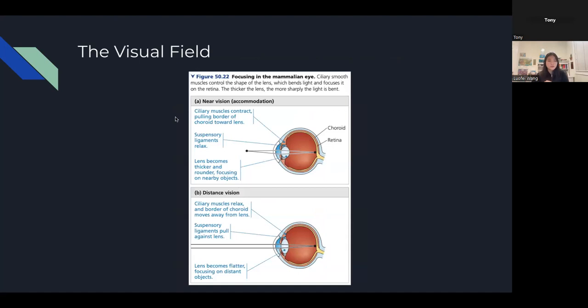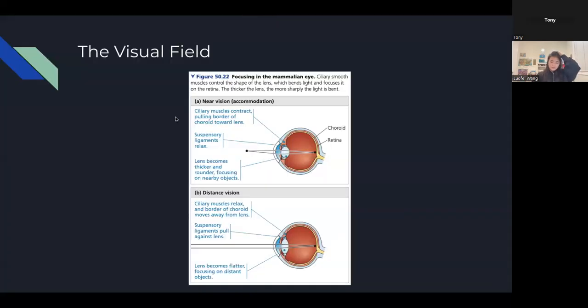Here's the visual field. Color vision is controlled by red, green, and blue visual pigments in the cones, which result from binding to different opsins. This is because retinol can bind to different types of opsins, which creates different pigment receptors. The stimulation of these receptors in combination will create the perception of different colors.